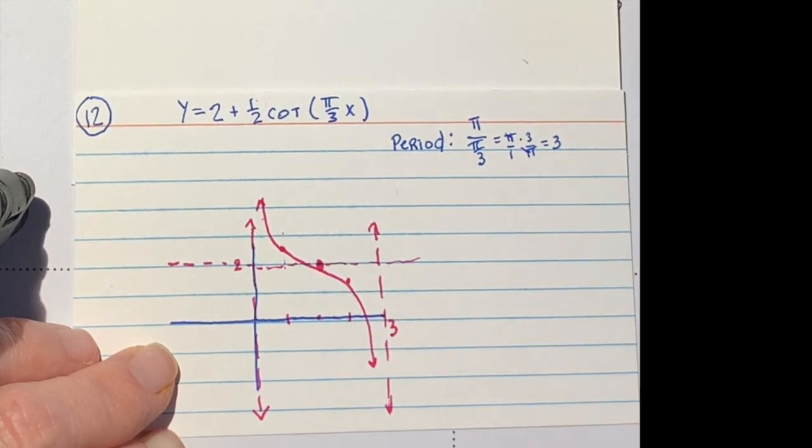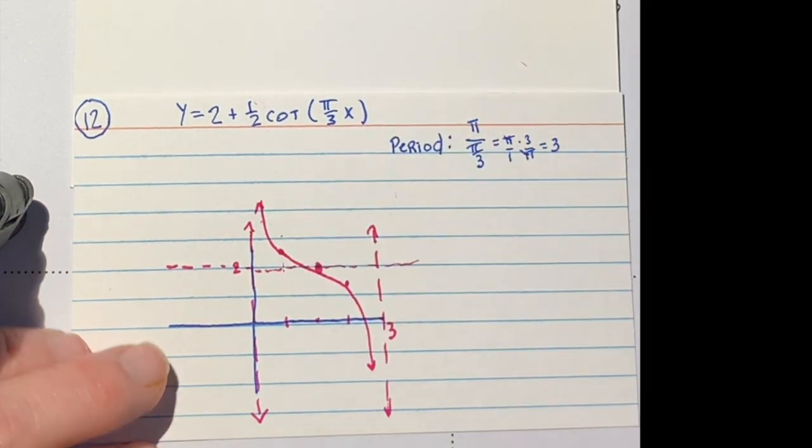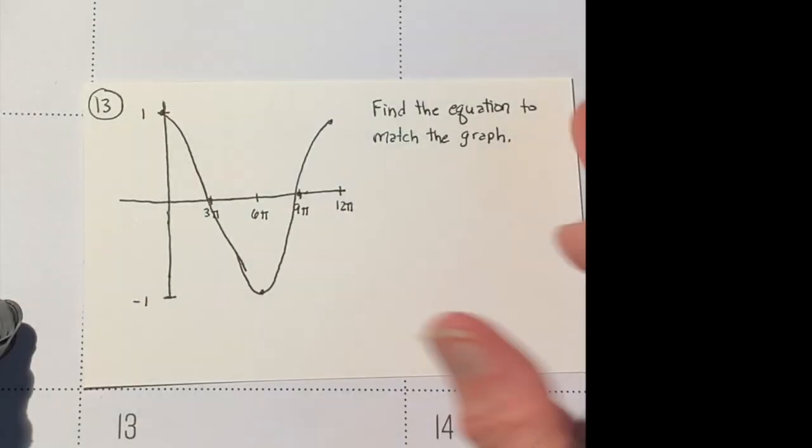So on mine, the answer is the last option. Looks just like my graph here. So once you get this, you can easily match it to the choices on the screen.